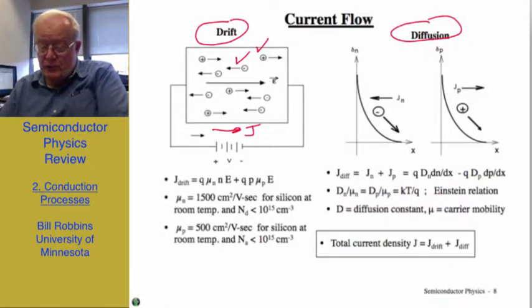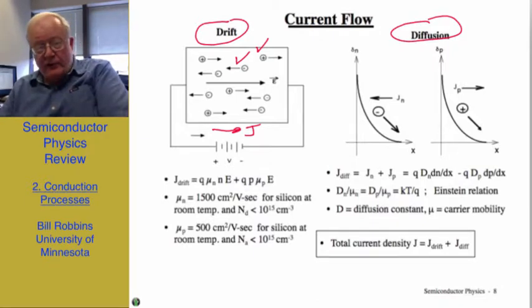In silicon at room temperature, the mobility is about 1500 centimeters squared per volt second at doping densities under about 10 to the 15th per cubic centimeter. Similarly, the mobility for holes is about 500 centimeters squared per volt second, in the same range. If we go to higher doping densities, above 10 to the 15th, the mobilities begin to decrease.